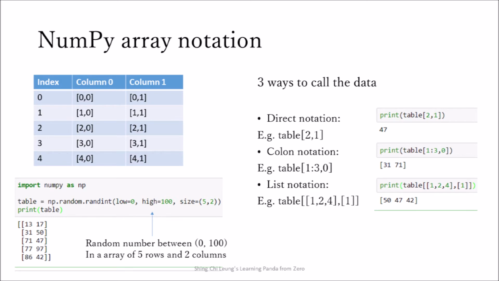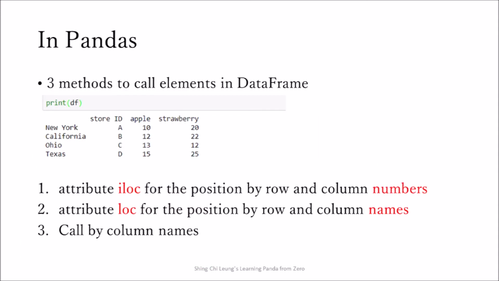The last way to call the elements is by a list. We can store a list of rows and columns, and pass them as the index when we call the array. Then NumPy will also form an array to store the data in this subarray. Now we have reviewed how array elements can be called in an array. In Pandas, we apply this idea in three data frame methods: iloc, loc, and directly as an index.